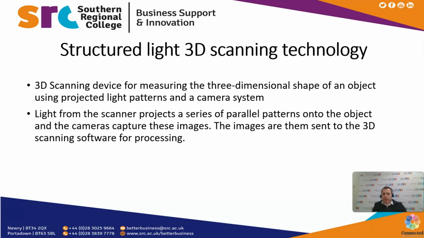Okay, so structural light 3D scanning technology uses structural light that projects line patterns onto the real world object. This in turn is taken up by the scanner. It reads the lines and creates the three-dimensional image from it.